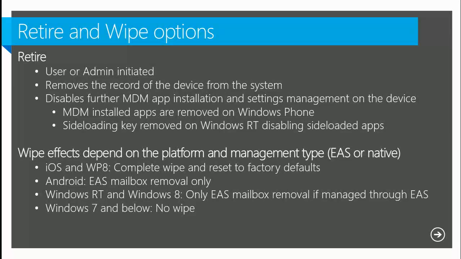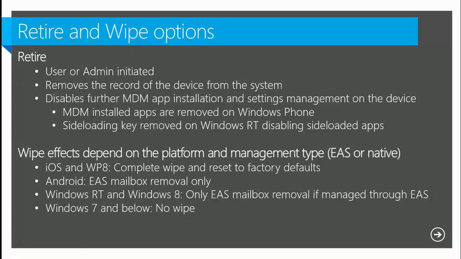On Windows Phone, we will actually uninstall applications that had been installed through the management client. Windows RT, the Windows team's implementation, does not auto uninstall apps. But one of the things that it does do is, in order for us to install apps, I mentioned earlier that we require what's called a sideloading key. This is essentially a certificate that enables that capability on the device. So that's the way that we actually install these apps, through quote-unquote sideloading.